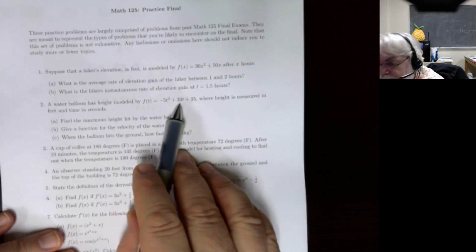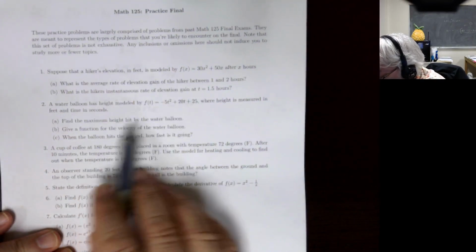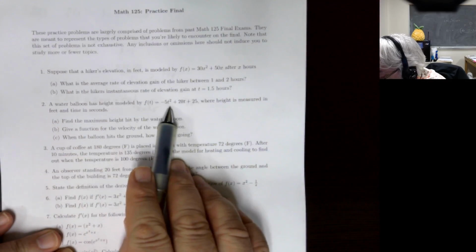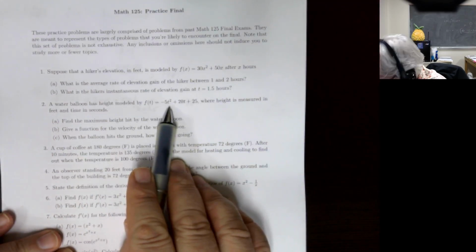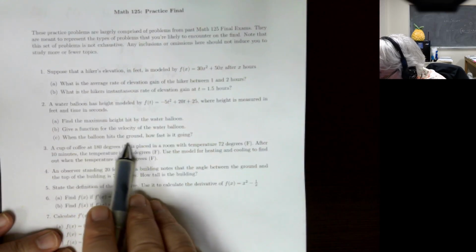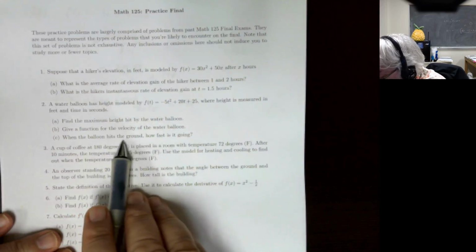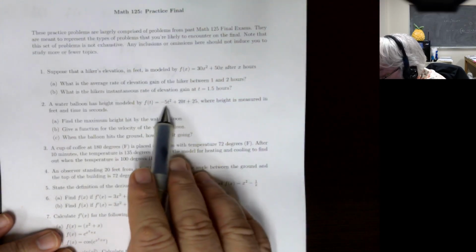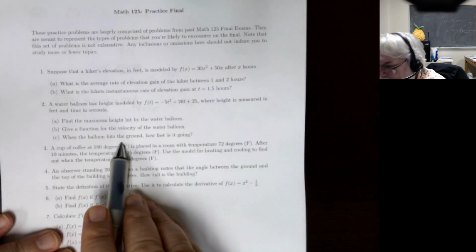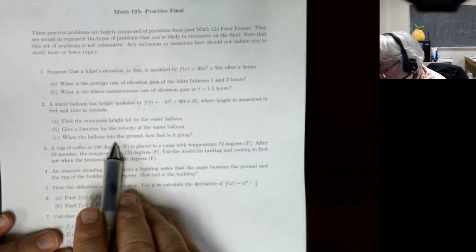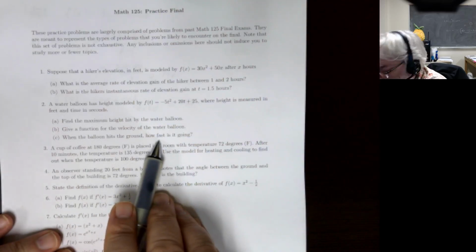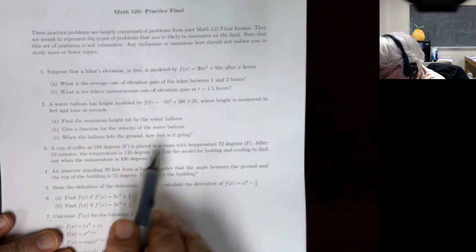Okay, so we want to find the maximum height. You're probably going to guess, right? The maximum height is going to be at the vertex. Give a function for the velocity. If this is the height function, then the velocity is going to be the derivative of that. And finally, when the balloon hits the ground, how fast is it going? We know what the velocity function is by part B, and so we'd have to set f of t equal to 0 to find the time at which we hit the ground. If we find the time value for that, then we can plug it into our velocity function to find out how fast it's going. Okay, so that's the plan of attack there.